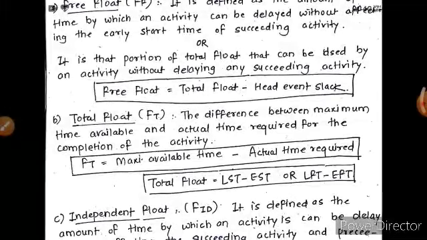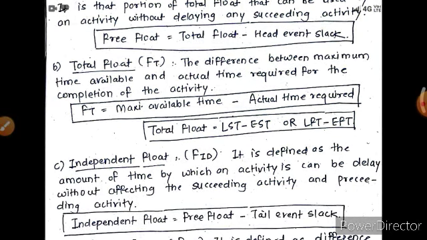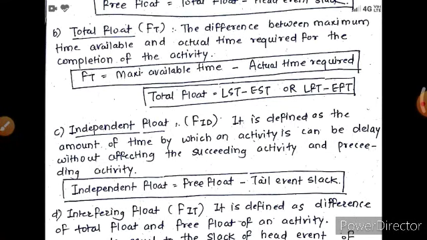Then the next one is total float. It is the difference between the maximum time available and the actual time required for the completion of an activity. So the total float is equal to latest start time minus earliest start time, or latest finish time minus earliest finish time.